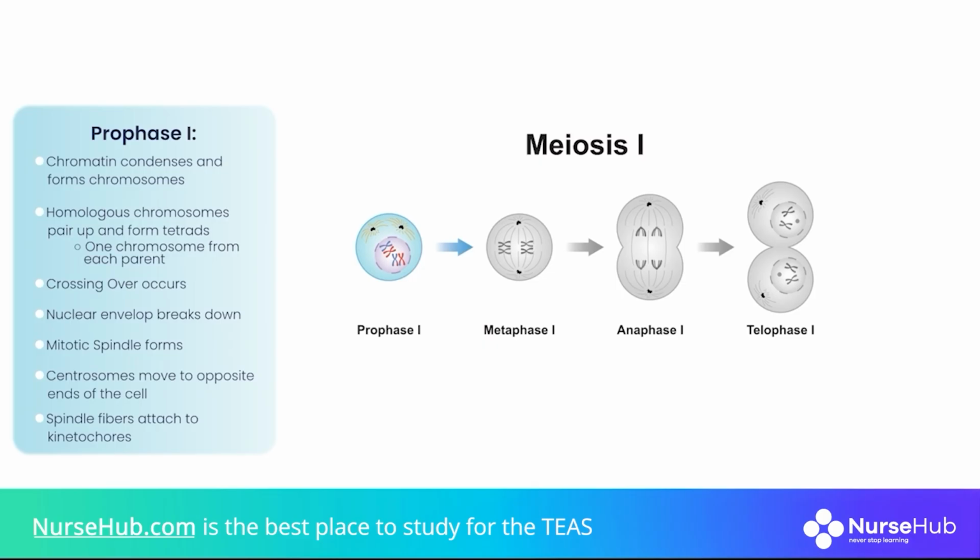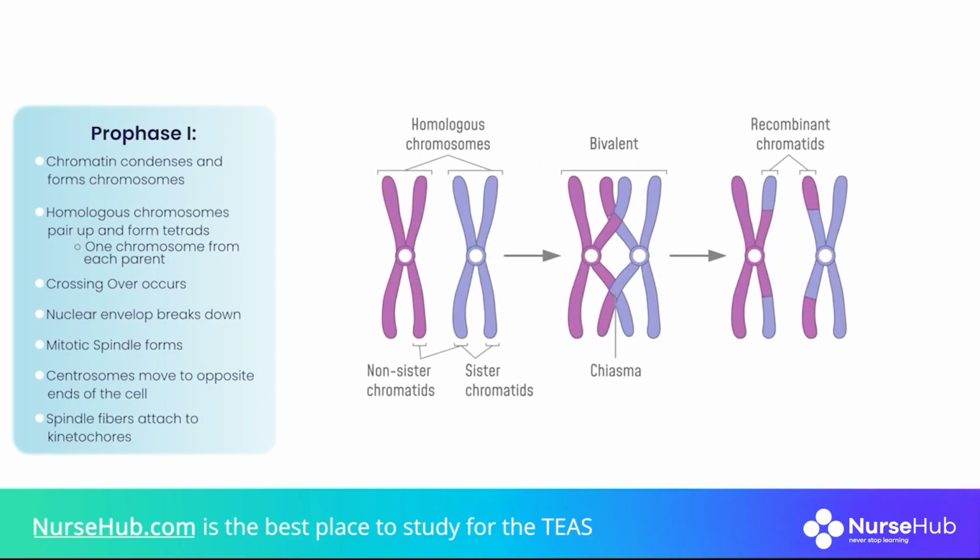The most significant event in prophase 1 is homologous chromosome pairing. Homologous chromosomes, which are a pair of similar chromosomes, one from each parent, come together and form a structure called a tetrad. During this pairing, sections of the chromosomes may exchange genetic material through a process known as crossing over. This genetic exchange promotes genetic diversity within families and within larger populations of a particular species.